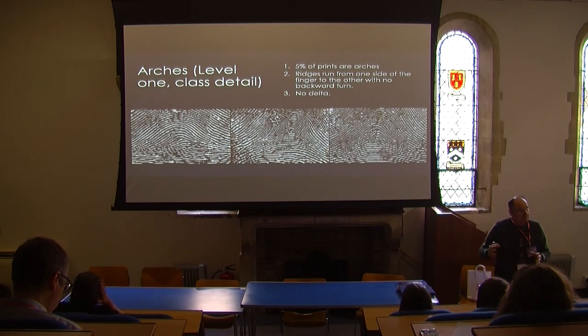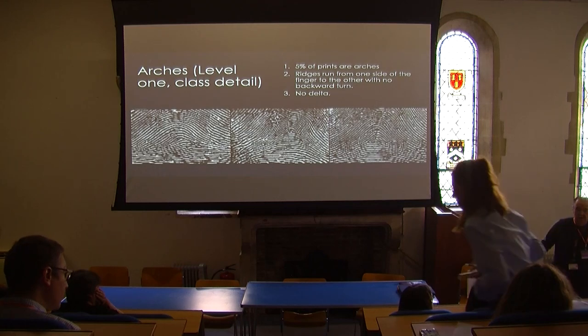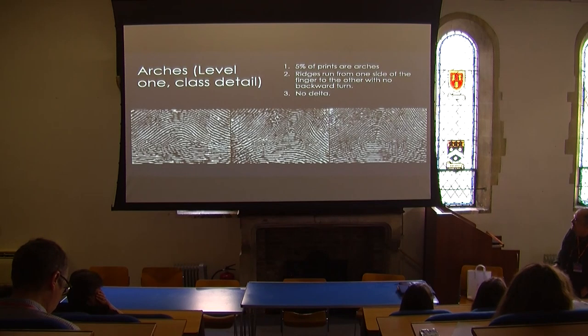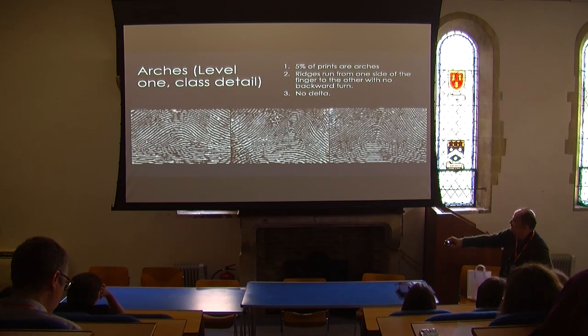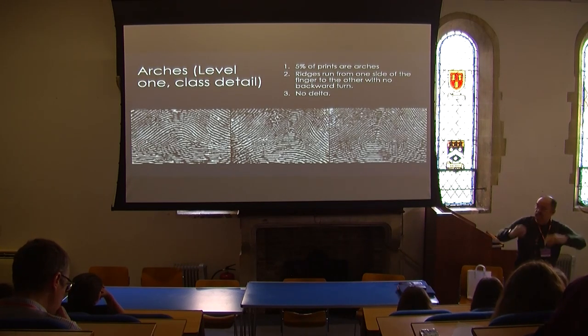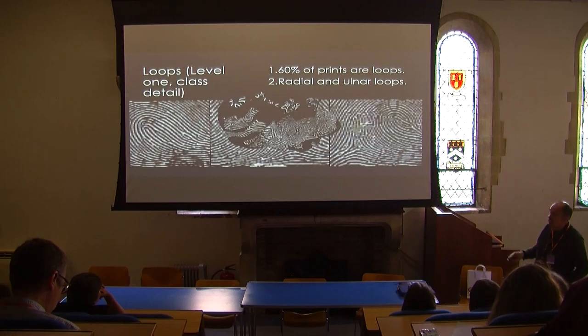And the other thing, and I'm sure this crosses over also into other aspects of science and studies, is that we always start off by trying to classify the materials into what we refer to as class evidence. So, for example, these are arches, and if you look at your fingers, you will see that about 5% of the class will have this arch pattern. Can you see how the line goes just from one side to the other, and it forms a peak in the top? It doesn't turn backwards, and these are the primary classifications.